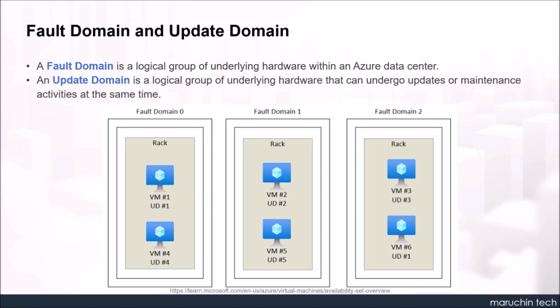An update domain is a logical group of underlying hardware that can undergo an update or maintenance activity at the same time. For example, the image shows 2 update domains for each of 3 fault domains. The service will continue even if 2 of the 3 fault domains fail. Also, if one of the update domains is updated, service can continue in the other update domain.